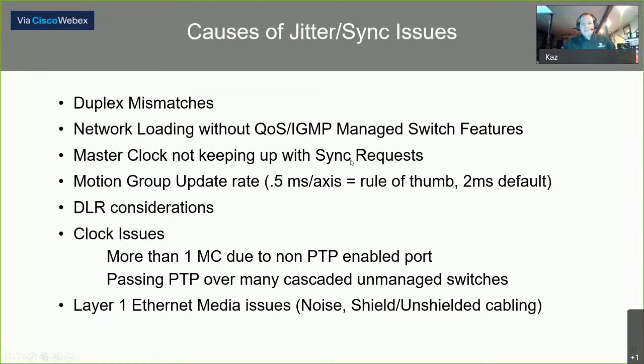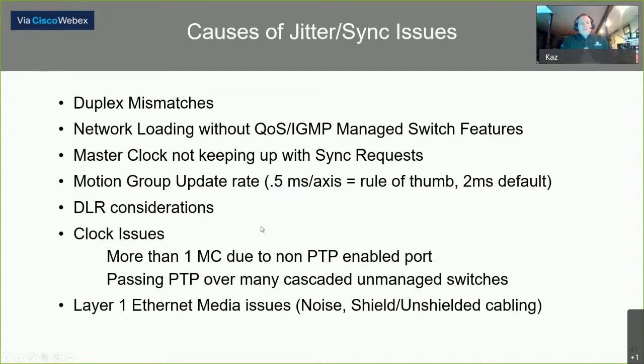Another cause is the master clock not keeping up with sync requests. That's where you would use boundary clocks to help out. Another is a motion group update rate that is too fast. The rule of thumb is half a millisecond per axis. Then there are DLR considerations, like I said earlier: if the ring is way too long with a lot of hops, and you disconnect one, it may have more hops going the other way. And then clock issues, which we're going to go over in depth in a second.